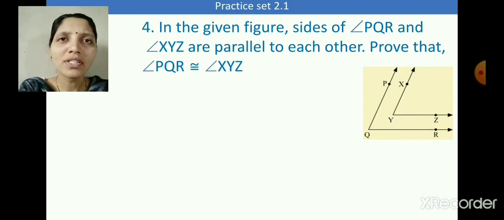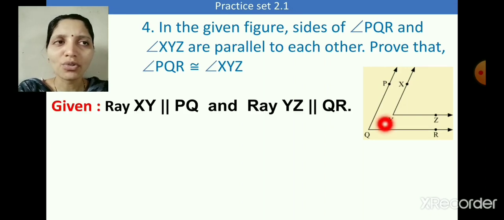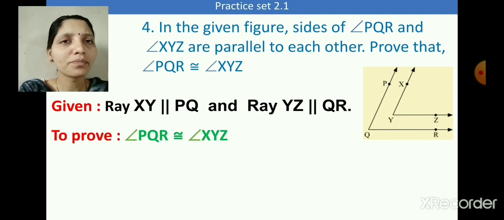Now this sum is very simple. All you have to do is write this sum systematically in your notebook so that you will be able to understand this. Now let's start with the solution. Ray XY is parallel to ray PQ and ray YZ is parallel to ray QR. This is given to us. And what you have to prove is angle PQR is congruent to angle XYZ.